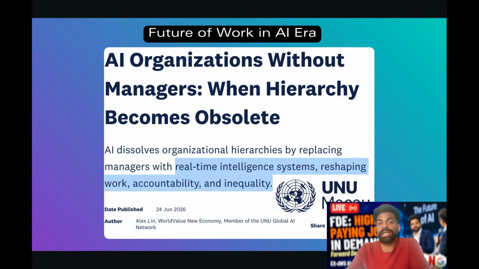And I'm not just saying that, many other organizations are saying it too: why would we need managers when individual teams are responsible for outcomes? So AI is dissolving organizational hierarchies by replacing managers with a real-time intelligence system that FDEs will be building, reshaping the work and accountability, and also resolving the inequality we had in the workplace for so long. So it's happening for really good.